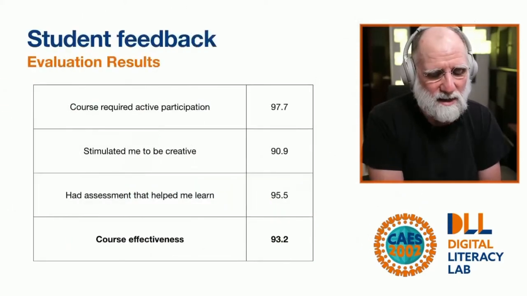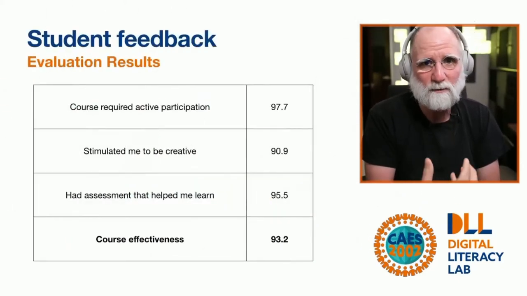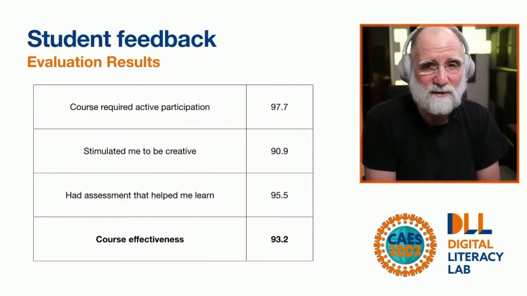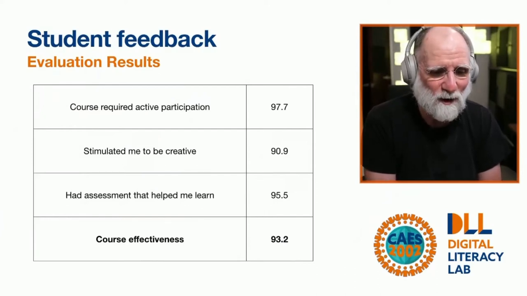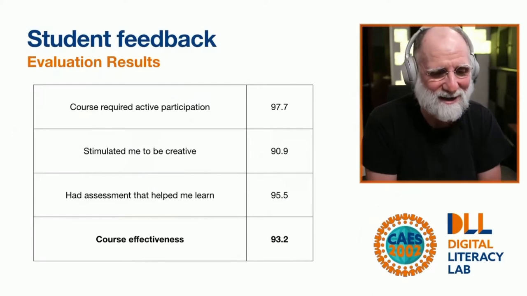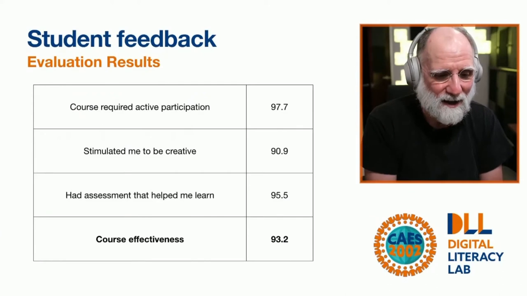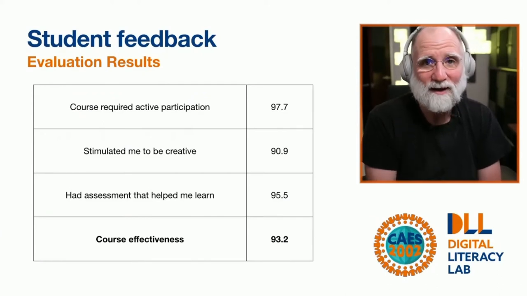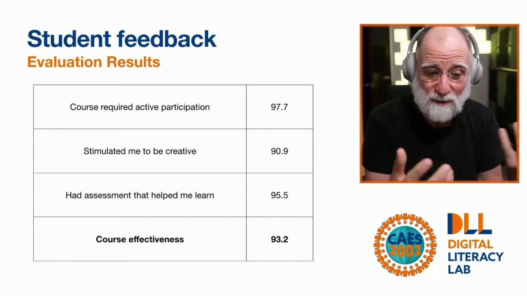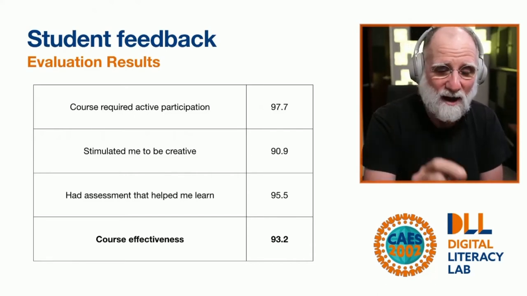So I think in the end, it was a difficult course to put together, but based on our first runs, the students quite liked it. On the item that the course required active participation, the mean was 97.7. So students were definitely getting engaged. Stimulated them to be creative, 90.9. Had assessment that helped them learn, 95.5. And then finally, the course effectiveness was 93. So I was really happy with those numbers.